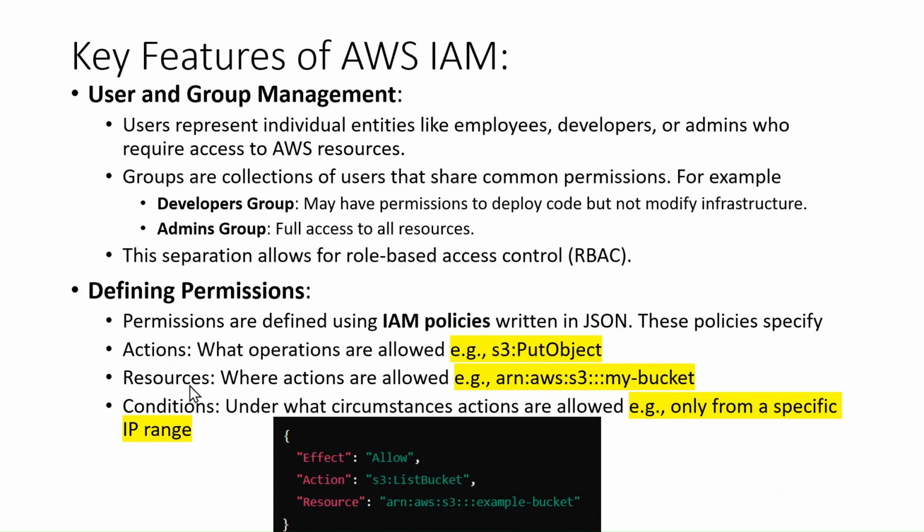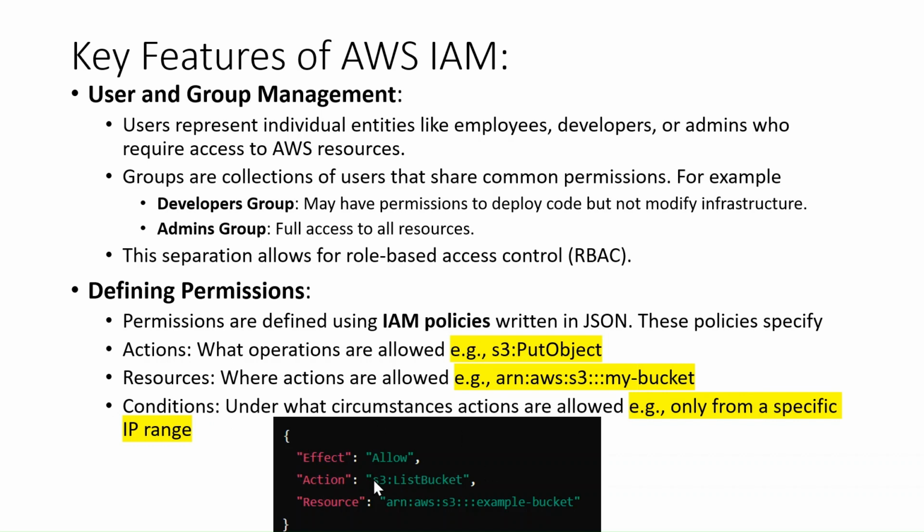Next is resource. Resource is nothing but where the actions are allowed. If you have any specific bucket where your action is to be performed, we can just mention the ARN, and the ARN will be available post creation of the resource. And the condition: if you have some condition, then only the traffic or the data coming from this network can be allowed here.